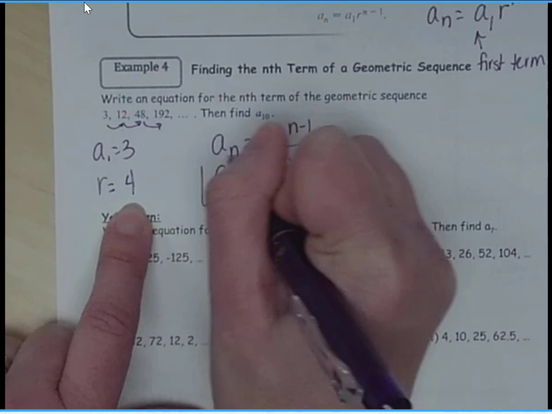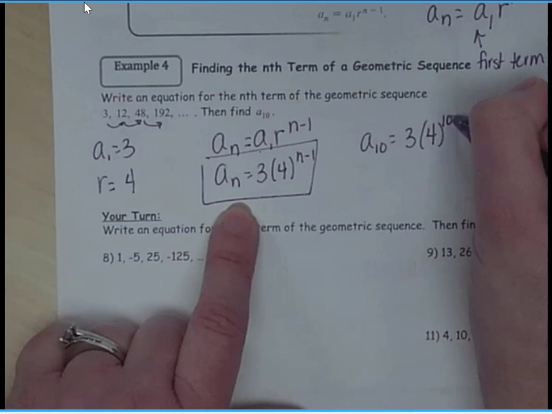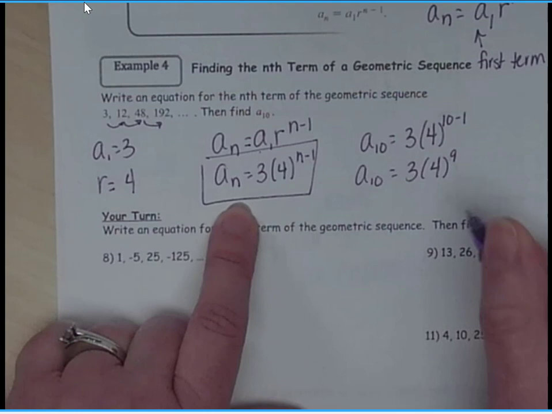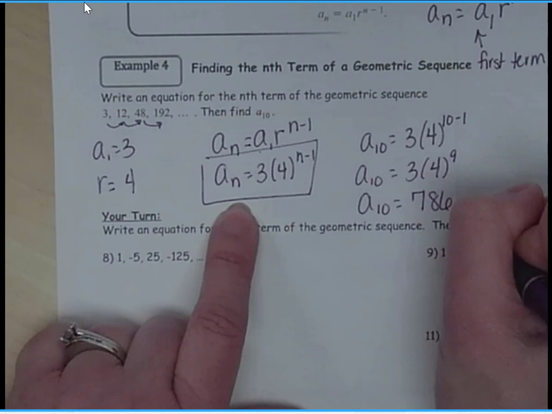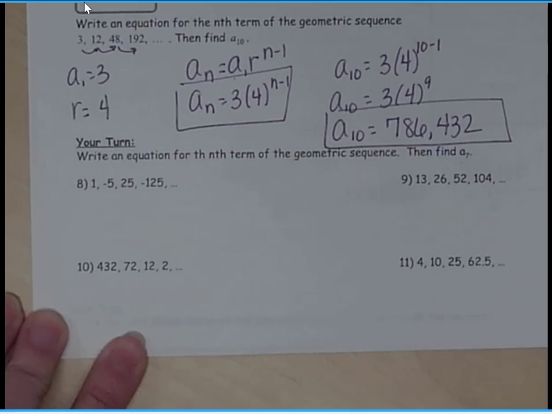Now I want to find the 10th term. So I have a sub 10, so I have 3 times 4 to the 10 minus 1. Don't forget that. So my 10th term is 3 times 4 to the 9th power. Remember, order of operations, exponents first. So my 10th term is 786,432. All right, now go ahead and try these next four on your own. This time you're doing it for a sub 7.